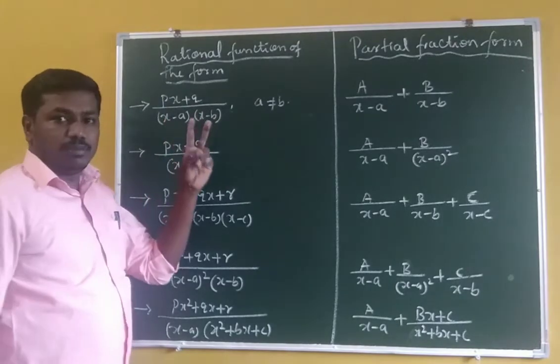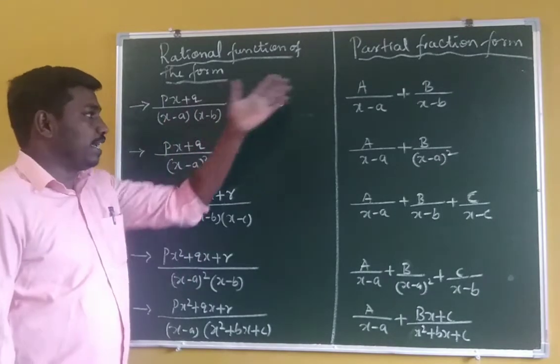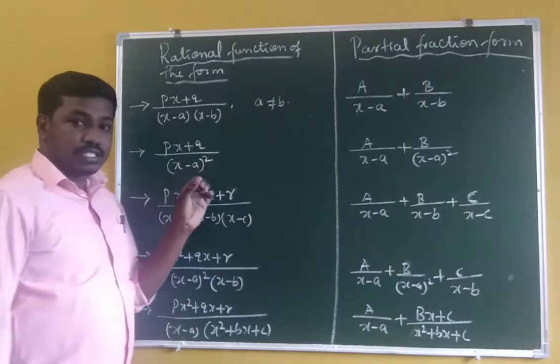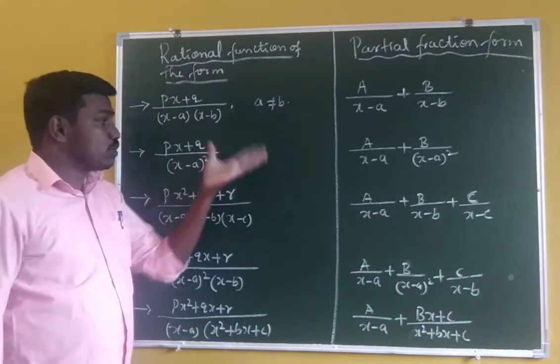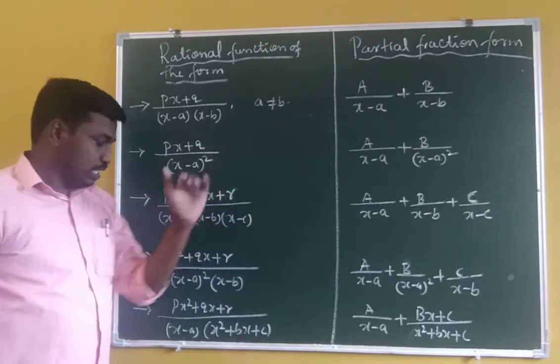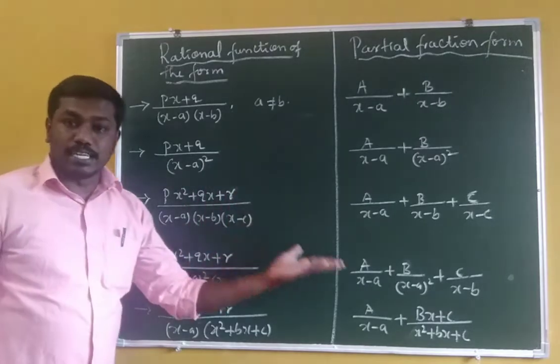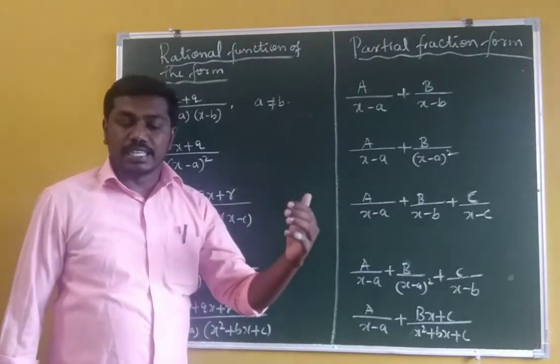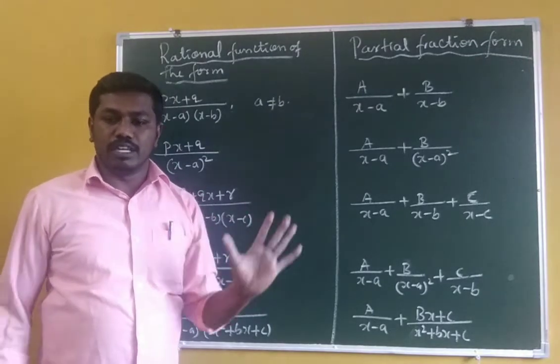The quadratic polynomial is the product of two factors. What is the rational function? A linear polynomial divided by x minus a whole square, what is the rational function? What is the rational function of this form? The fourth type, what is the rational function? The fifth one, what is the rational form? We must complete it fully.